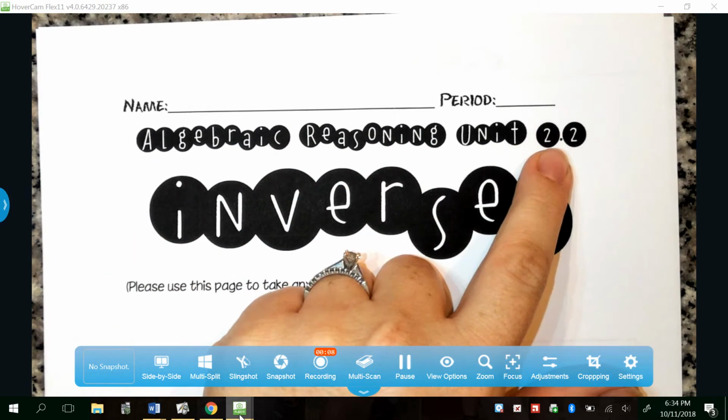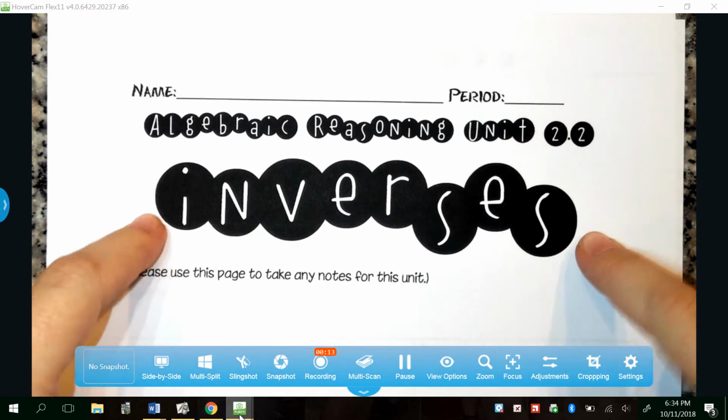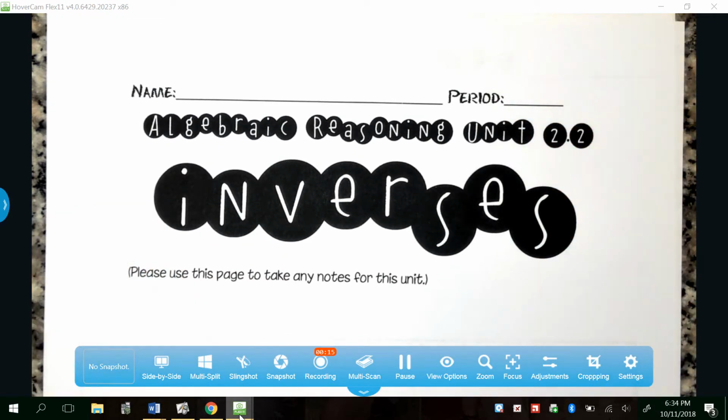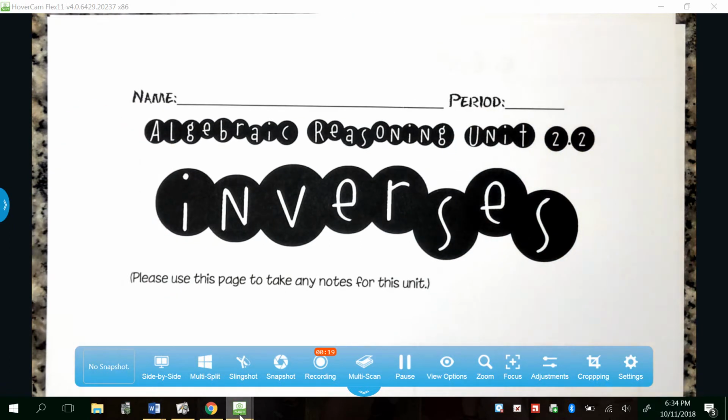Okay, so we're still in Unit 2, but this is the second part of Unit 2, and we're doing inverses. Please make sure you write your name on it and your period. Do that now. And then go ahead and flip to the next page.